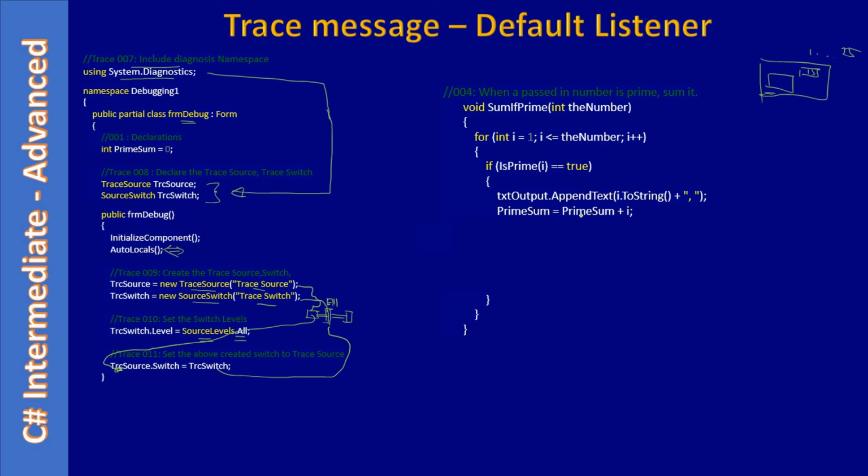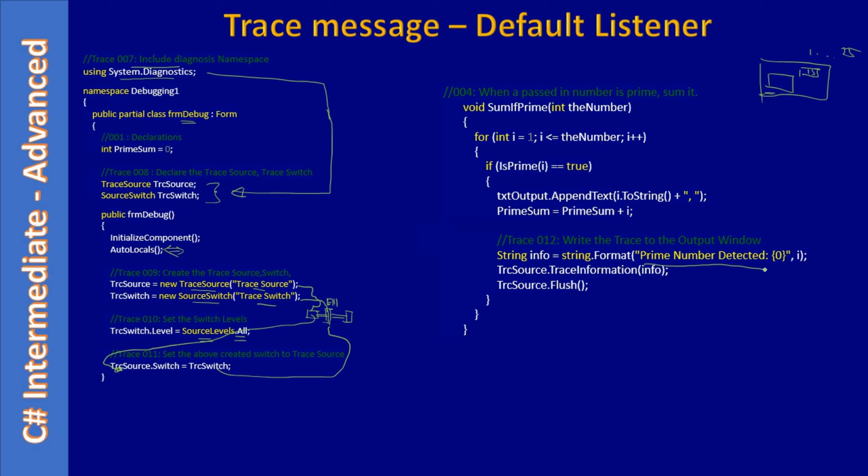So this is where we want to put our trace message. That means for each prime number found, we want to send the trace information. So first here we are forming the string message, prime number detected #0, here I. So for each prime number, this is the message we are forming: prime number detected 1, 2, 3, 5, 7, like that.